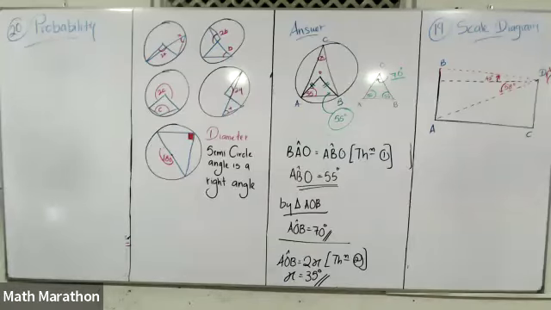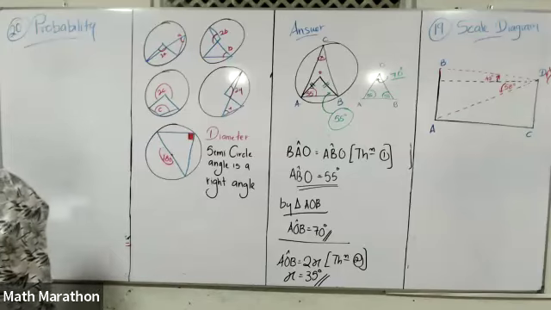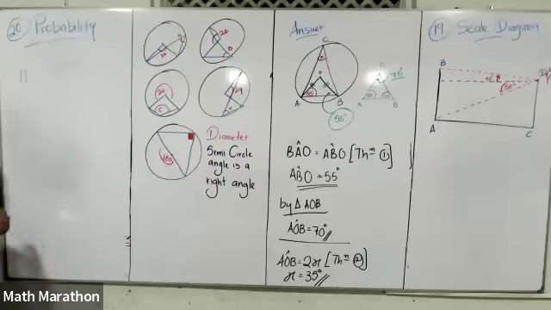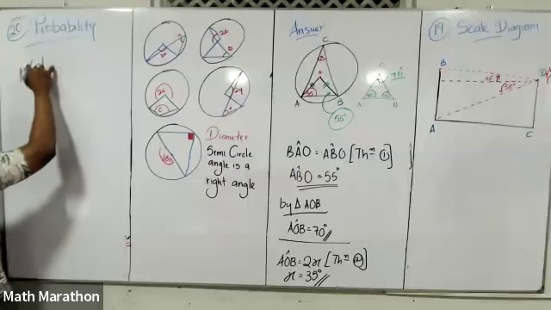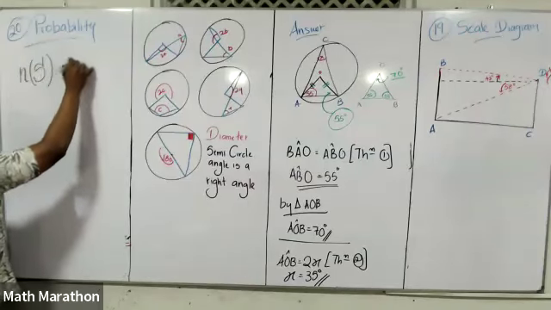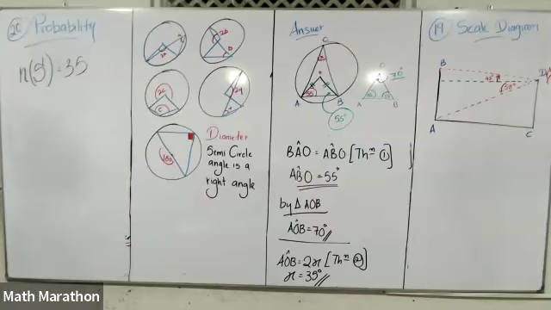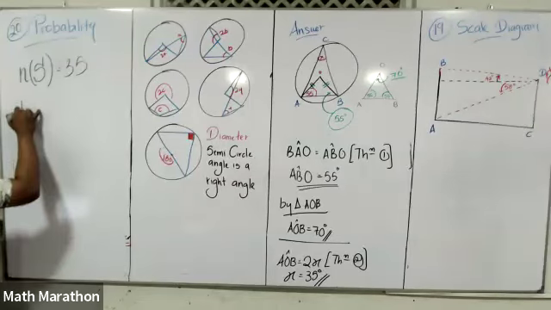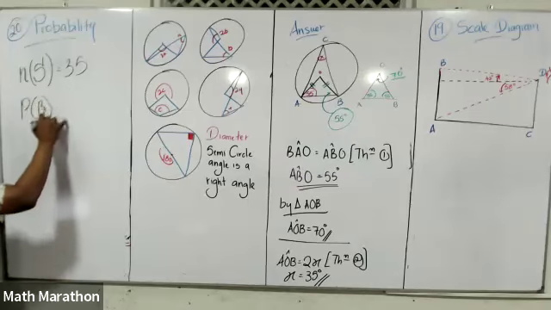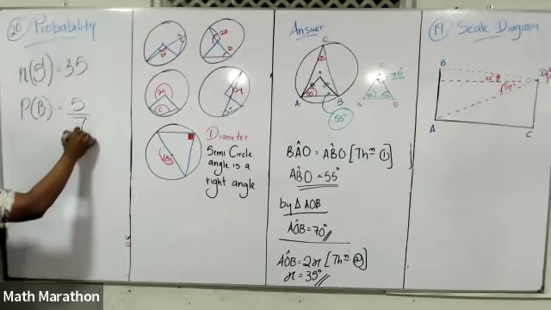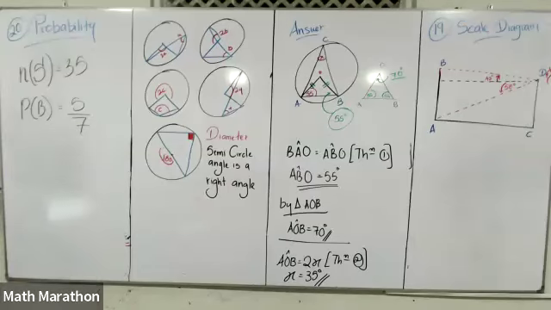Okay. A bag contains 35 identical marbles. The total number in the sample space is 35. A certain number of them are white while the rest are black. If the probability of a marble picked randomly from the bag being black is 5/7, probability of black is 5/7. How many black marbles are there in the bag?